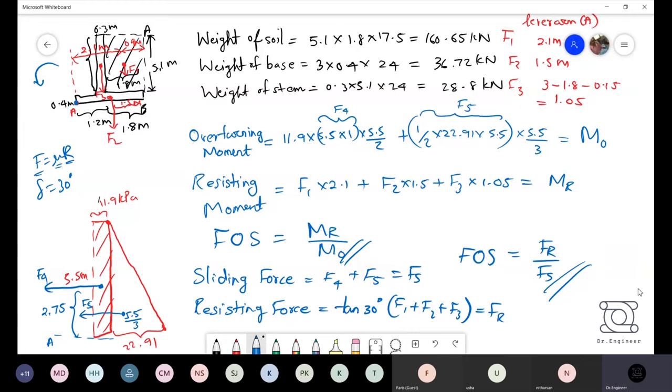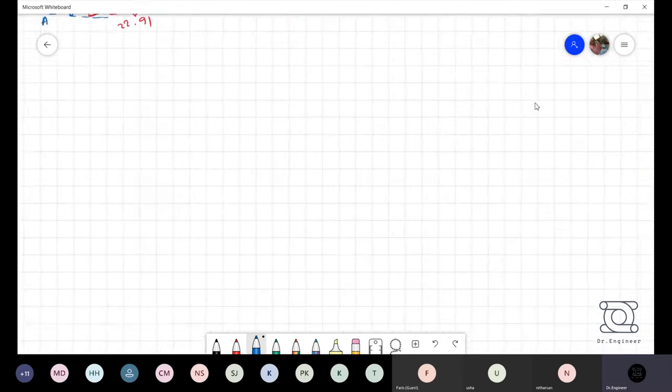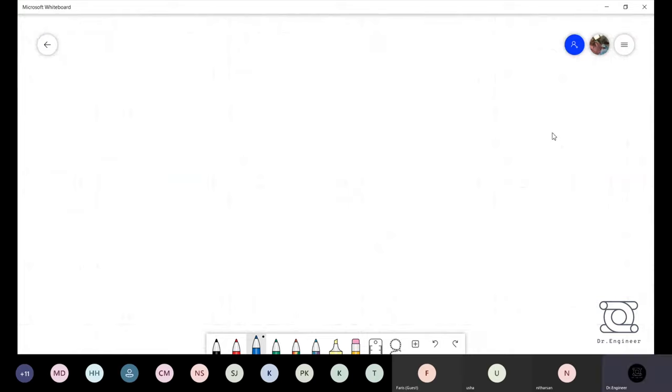The next part: compute the stress distribution beneath the footing base BC, and show its principal values. It's actually a tricky part, right? So I'll try to do that quickly. If we take the base, this was our base BC. It was 3 meters in length, the actual middle is 1.5, right? From here we did the moment and all.